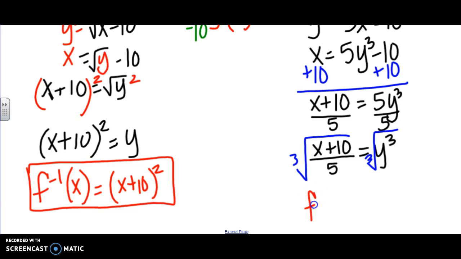So now you've got your f inverse of x equals big old cube root over the whole x plus 10 divided by 5. The only other thing that you could do is split the x and the 10 away from each other and do x over 5 plus 10 over 5 and reduce that to a 2 if you want.